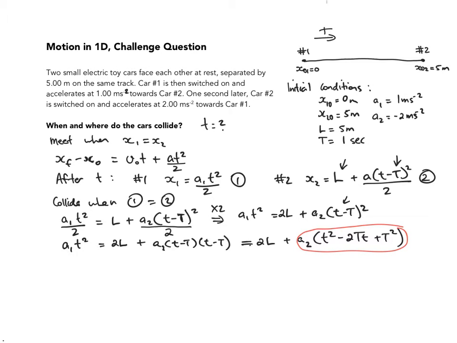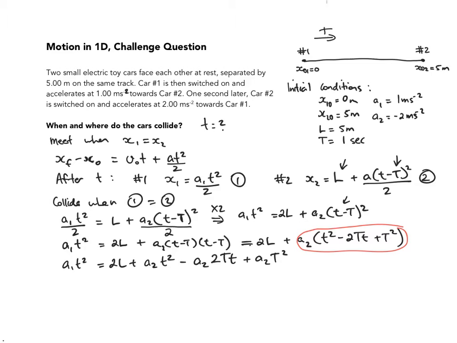So we're trying to get our t by itself and to get into a formula that we can solve with the quadratic formula. So we're going to get a1 t squared equals 2L plus, just to redo that, plus a2 t squared minus a2 2 capital T t plus a2 T squared. Right, now we're starting to get into a form that's maneuverable into a quadratic formula type of arrangement.